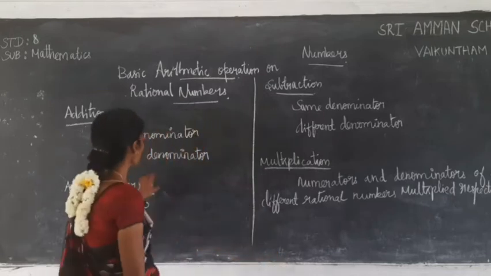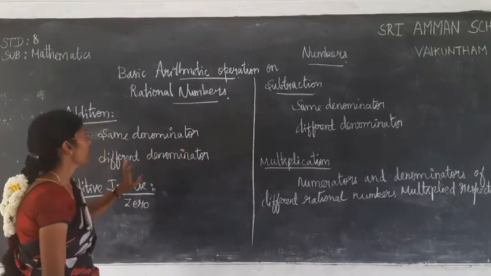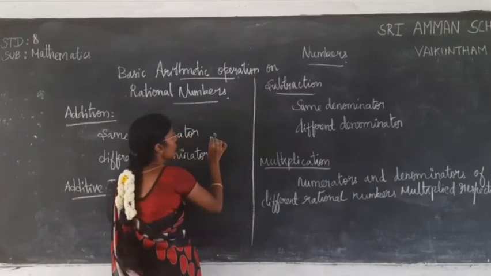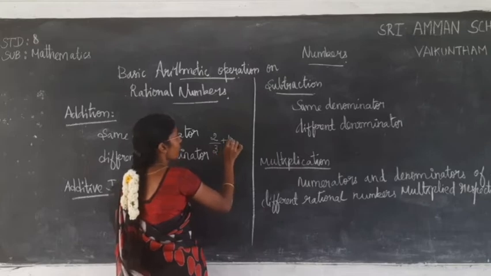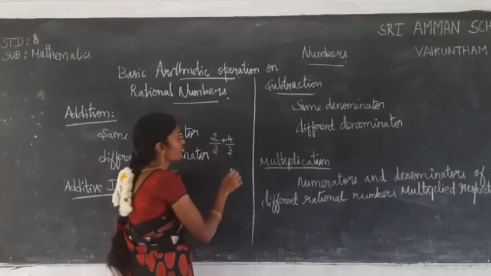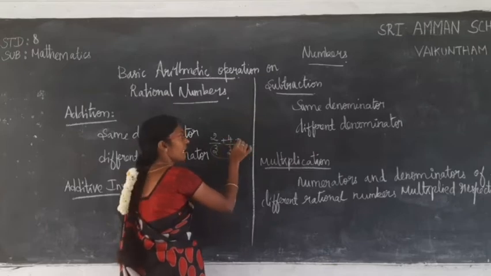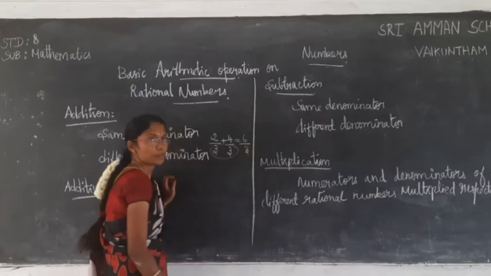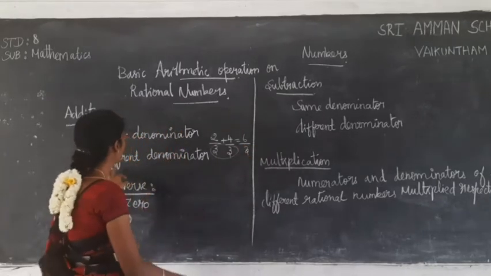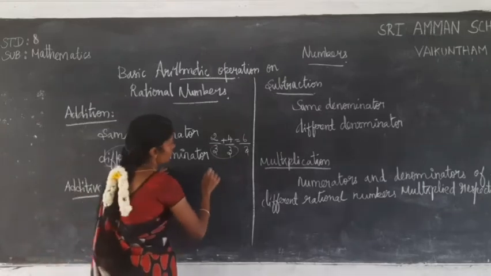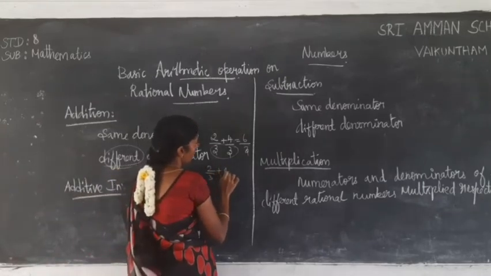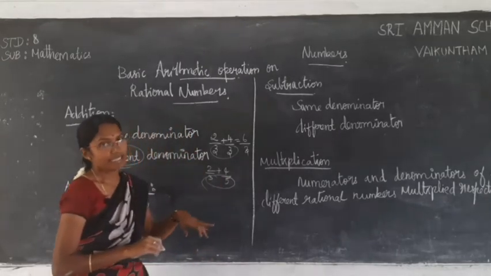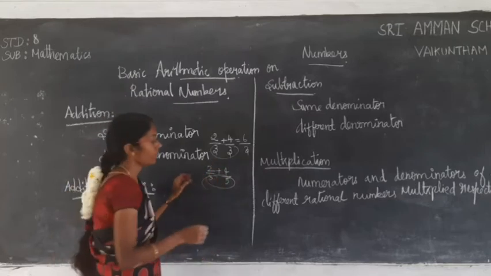See here, for addition, we had known in the last session itself, if the denominator is the same, for example 2 by 3 plus 4 by 3, what will you do? If the denominator is the same, we can easily add the numerators. 4 plus 2, 2 plus 4, 6 divided by 3. If you have different denominators, like 2 by 3 plus 4 by 5, what do we have to do? We have to take the LCM or cross multiply. You can take the LCM.